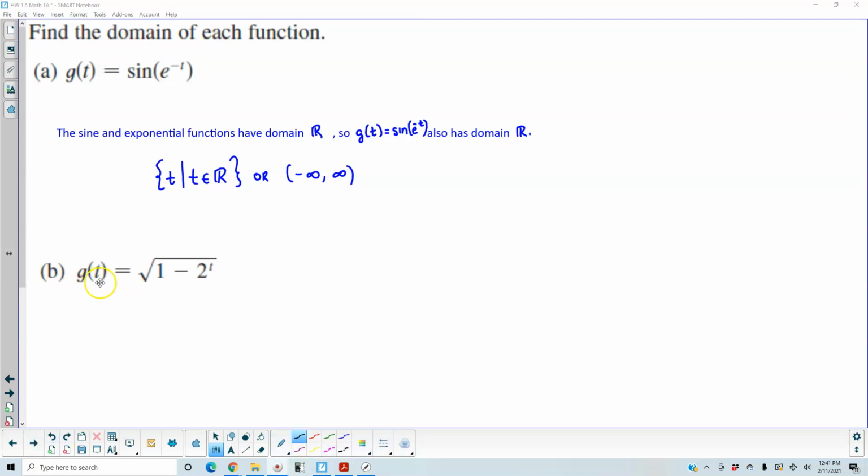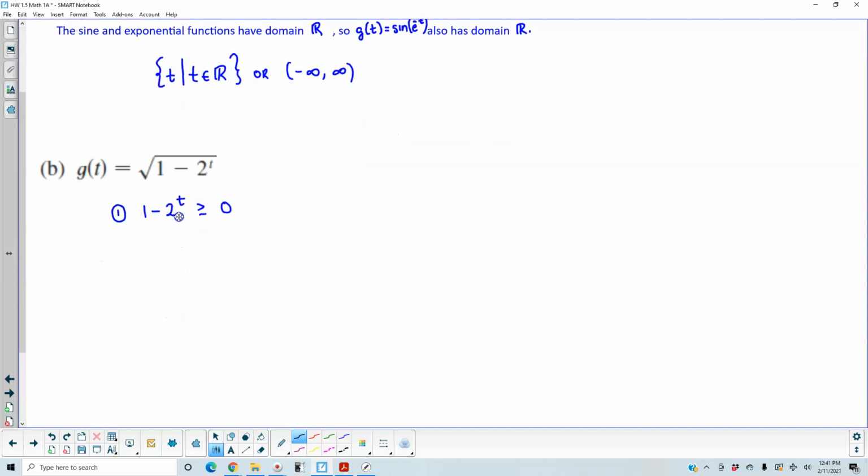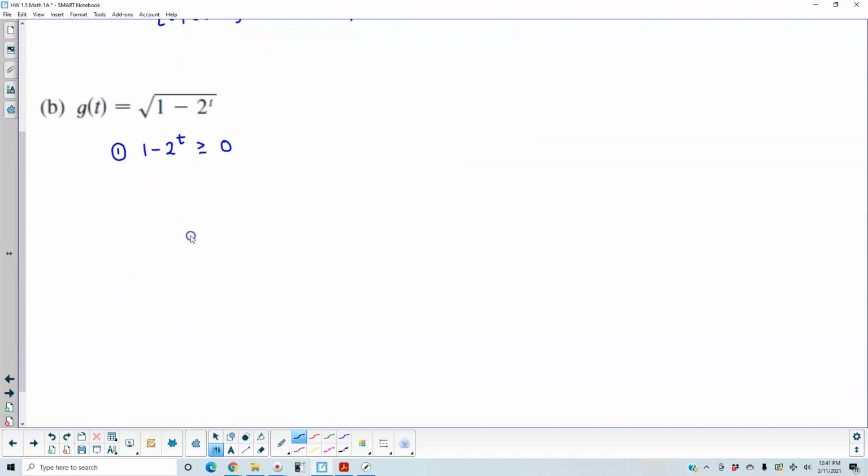For part B, g of t, which is equal to the square root of 1 minus 2 to the power of t. Well, in order to find a domain, we know that the first part of this is that the radicand, 1 minus 2 to the power of t, has to be greater than or equal to 0. And now we need to solve for t.